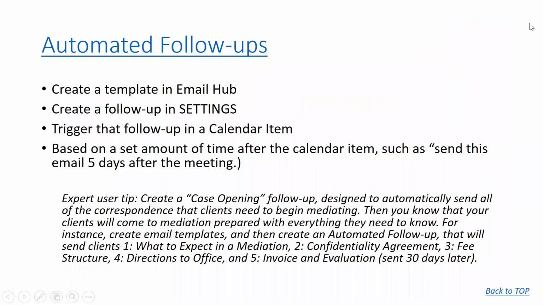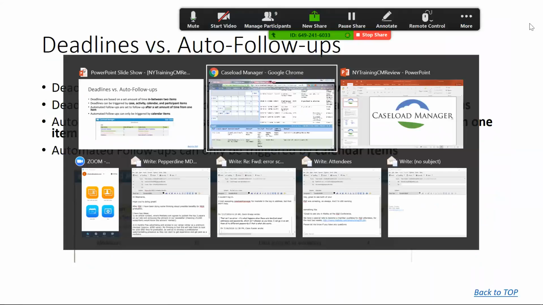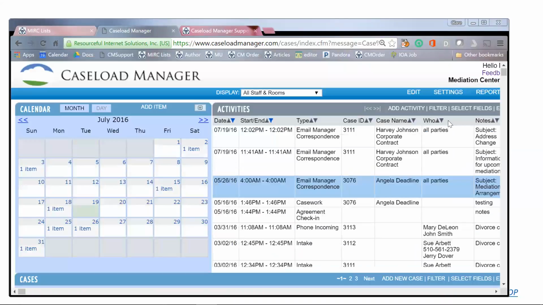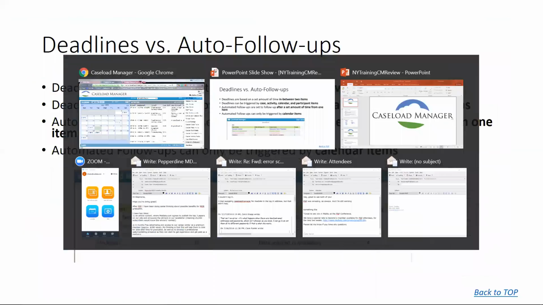All right, so we looked at automated follow-ups. So now let's talk about the difference between these. We have automated follow-ups and then we have deadlines. And if I hop out to Caseload Manager, I'll just show you. They're both down here at the bottom of the settings menu. Automated follow-ups, again, that happens after a calendar item. Deadlines lets us know where we're at in relation to that calendar item, okay?